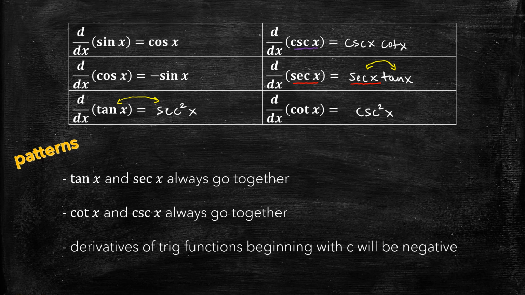Then there's one other pattern that you do have to remember: derivatives of trig functions beginning with c will be negative. So the derivative of cosine x is negative sine x. Since this begins with c and this begins with c, that should help you remember to put a negative in front of those. Hopefully those patterns will help you to memorize the results. And like I said, you could figure out the derivative of cosecant x and cotangent x by yourself using trig identities and the quotient rule.